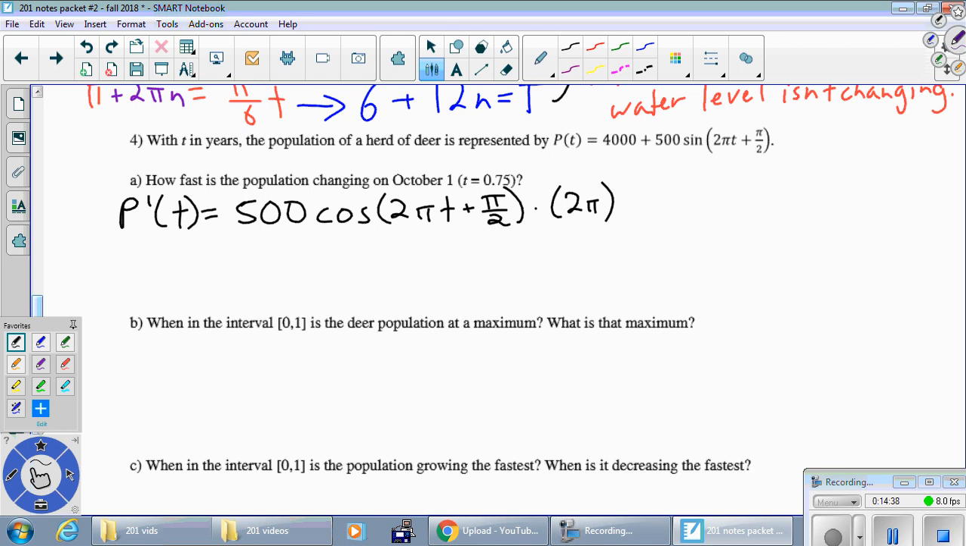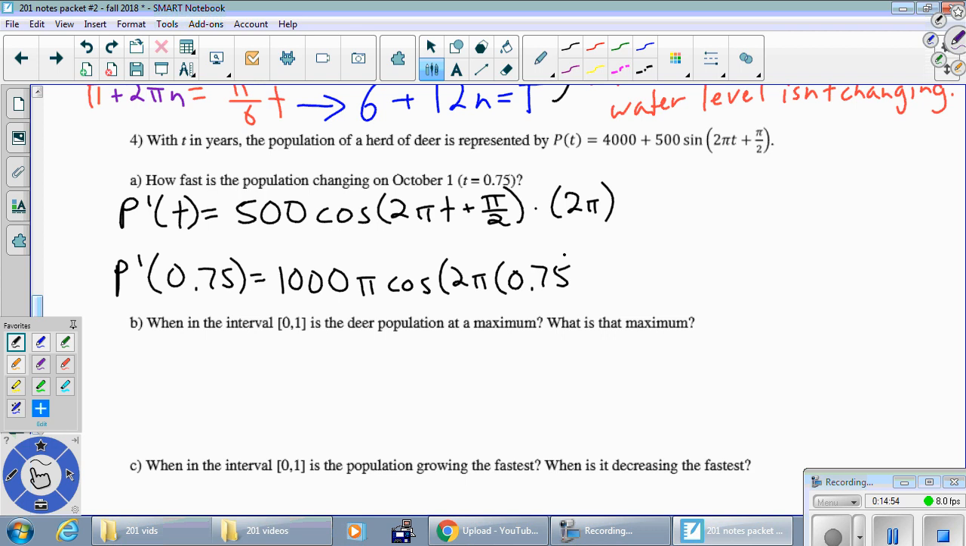And then we're going to plug in t equals 0.75. So p prime of 0.75 equals, let's bring the 2 pi into the front. So this is 1,000 pi times cosine of 2 pi times 0.75 plus the pi over 2. Now, we could just bail out and type this onto the calculator. Maybe we should do that. I don't know. But I actually think something nice is happening here. So this is just saying 3/4 of 2 pi. So that's 1.5 pi, or 3 pi over 2. And then plus the pi over 2 gives me 4 pi over 2, or 2 pi.